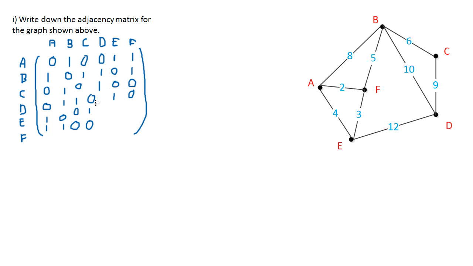Okay, we're almost finished. Is there a connection between E and E? Nope. Is there a connection between E and F? Yes. Is there a connection between F and F? No. And this is our adjacency matrix. Remember, if you have a connection, it's a 1. If you don't have a connection, it's a 0. And that's all it is.